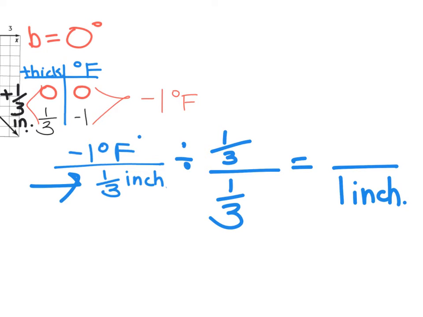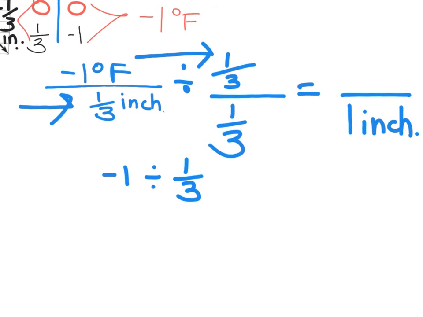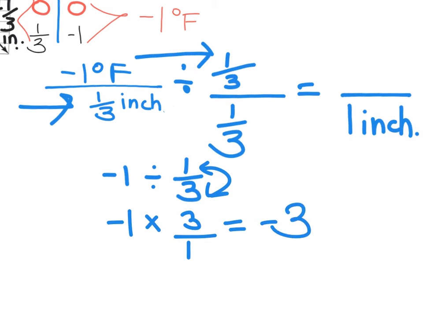Now, on my numerator, I've got -1 divided by 1/3. Now, that's not quite as straightforward. So, -1 divided by 1/3. Let's do that on the side. Now, recall, when I'm dividing with a fraction, I keep my first number. I change my second sign to multiplication, keep change, and I flip. I take the reciprocal of my fraction. So 1/3 becomes 3/1. -1 times 3 is -3. So when I have -1 divided by 1/3, I get -3 degrees Fahrenheit for every 1 inch of ice.